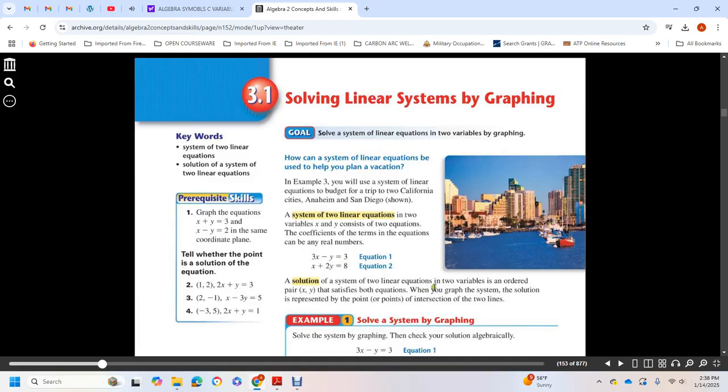A solution of a system of two linear equations in two variables is an ordered pair (x, y) that satisfies both equations. When you graph the system, the solution is represented by the point or points of intersection of the two lines.